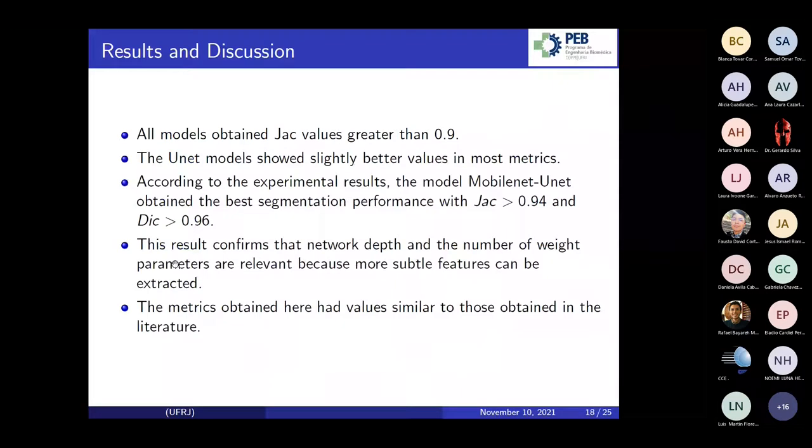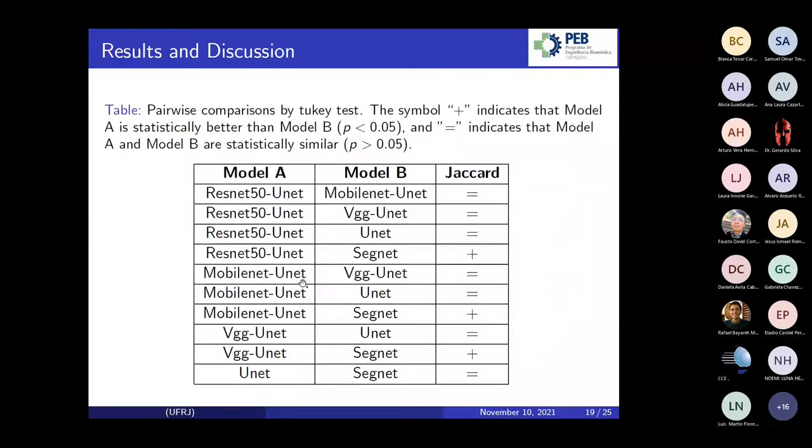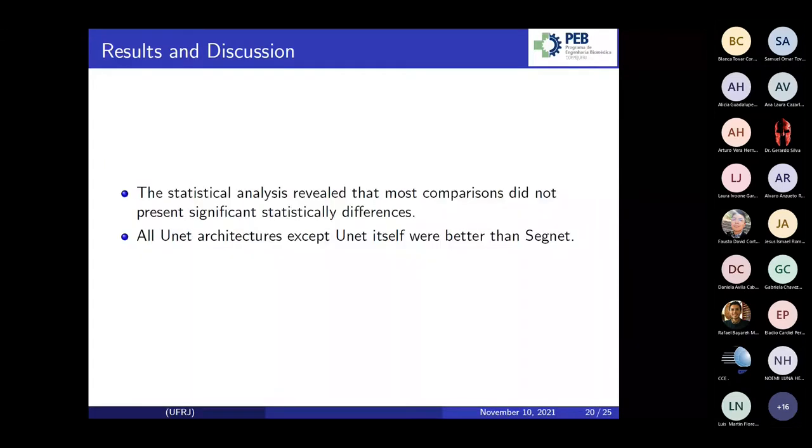And you can see that all networks obtained Jaccard or Dice values greater than 0.9. And all UNet models showed slightly better values in most metrics compared to the SegNet. And the best segmentation performance was obtained by the MobileNet UNet model. And comparing the results of all models, including MobileNet UNet, we have values similar to those obtained in the literature. After that, we did a statistical analysis where we did a pairwise comparison of each model, as you can see here in this table. And this analysis revealed that most comparisons did not present a significant statistical difference, but the UNet architectures, except UNet itself or Vanilla UNet, were better than SegNet.